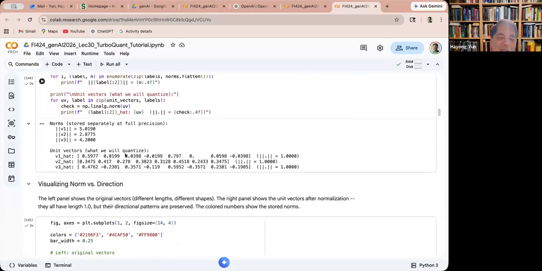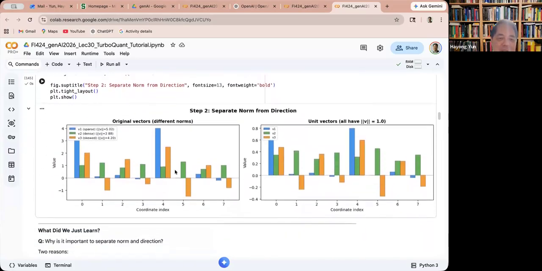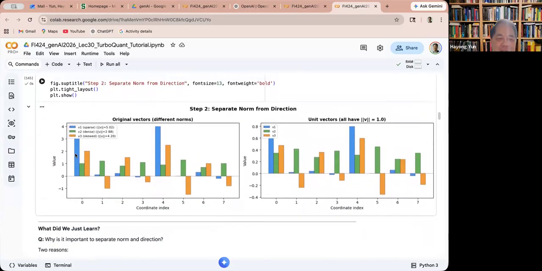So here's how this looks for one vector with norm 5, another with 3, and another with 4. We keep the norms separate and store the unit vectors. Let's visualize it. So here are the 3 vectors. As you can see, V1 looks like this, and V2, the green one, is evenly spread out. But once you scale by the norm, taking out the norm so that all the magnitudes are 1, you can basically make it like this. So the norm is basically 1.